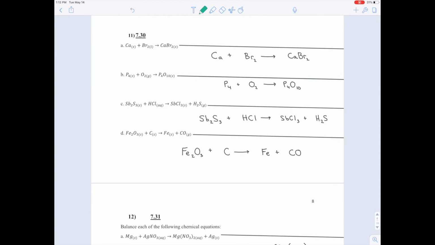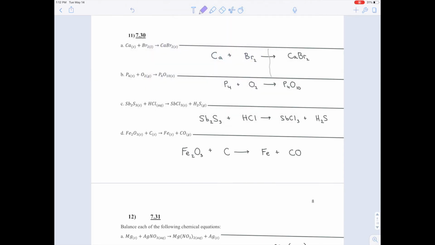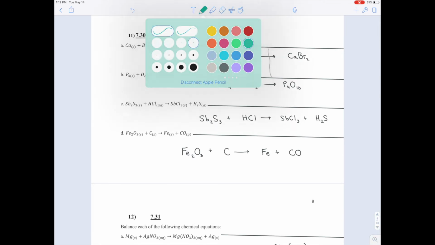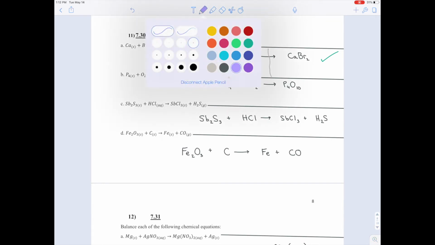Okay, 11, same idea. Divide the left and the right side. We want to make sure they have the same amount of each element on both sides. So one at a time. We have 1 calcium on the left, 1 calcium on the right. So the calciums are balanced. We have 2 bromines on the left and 2 bromines on the right. So the bromines are balanced. So we didn't even have to add any numbers to this one. This one's already balanced.